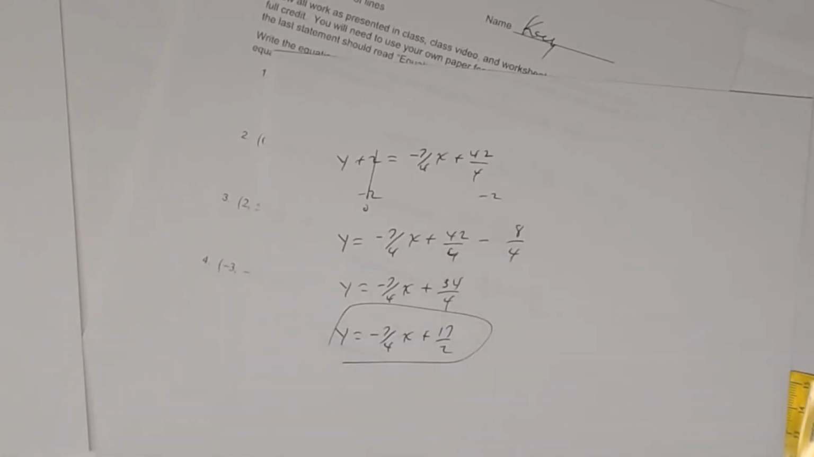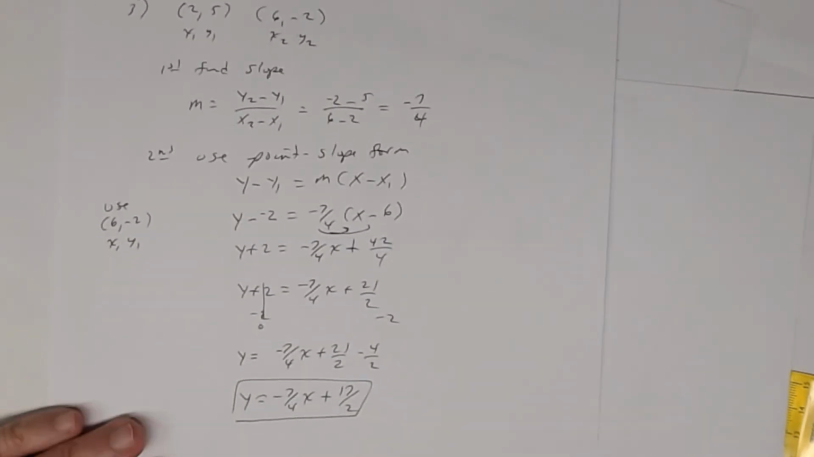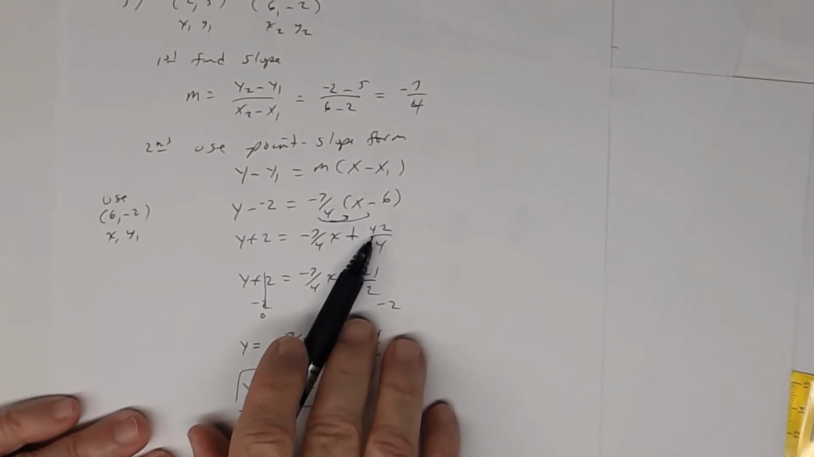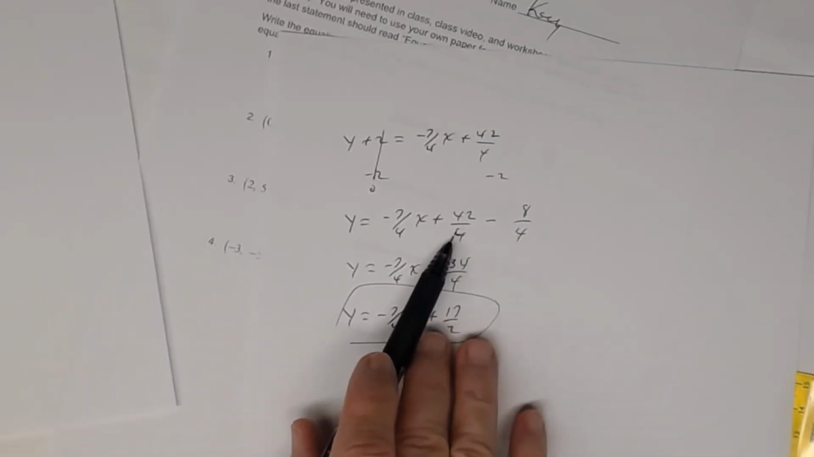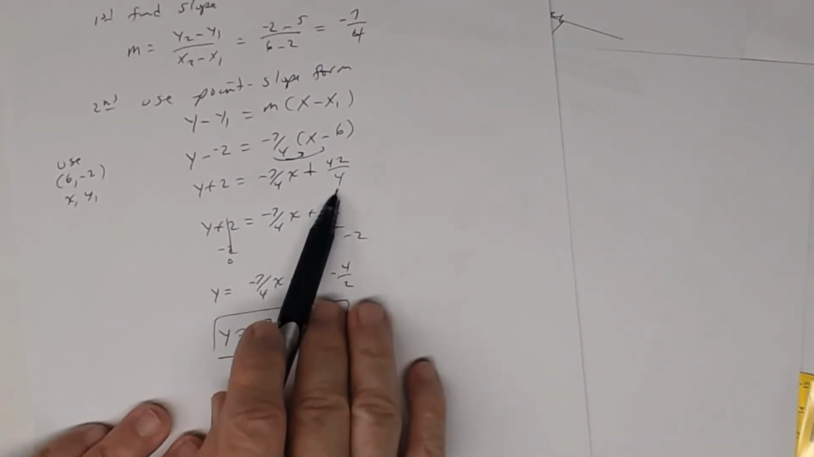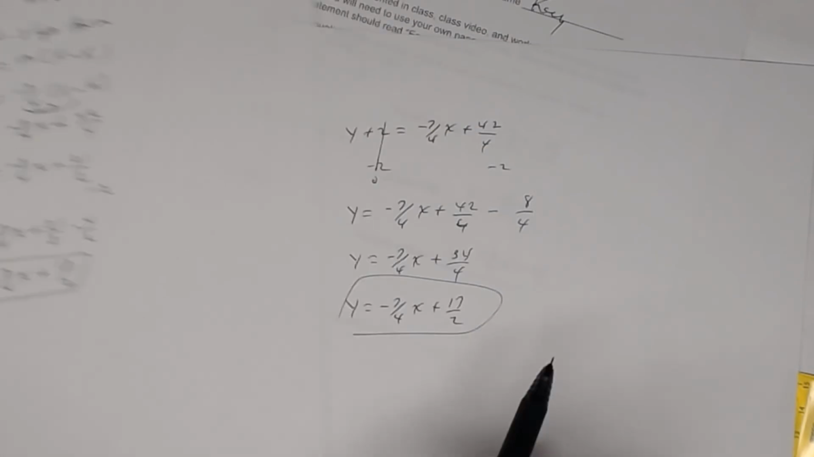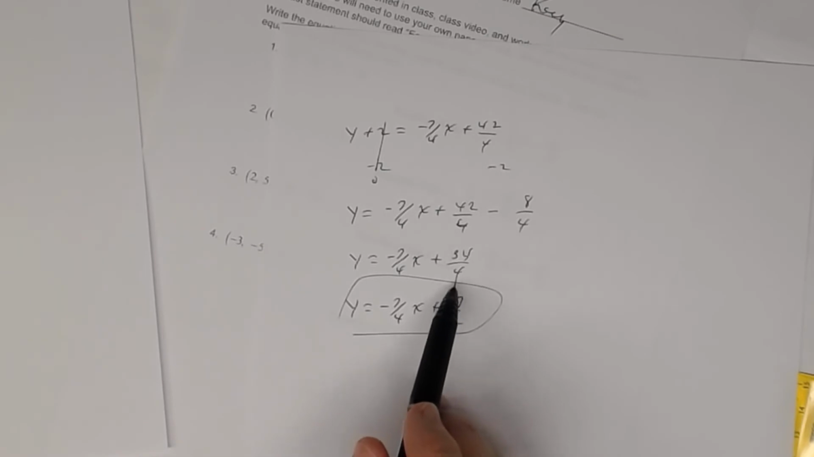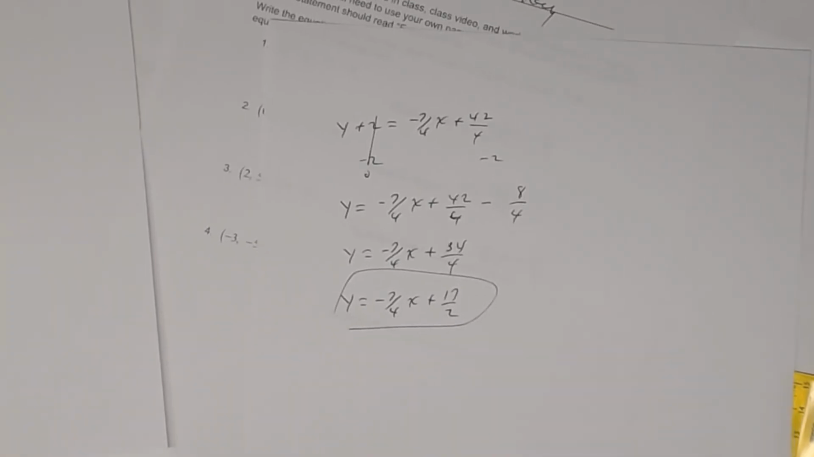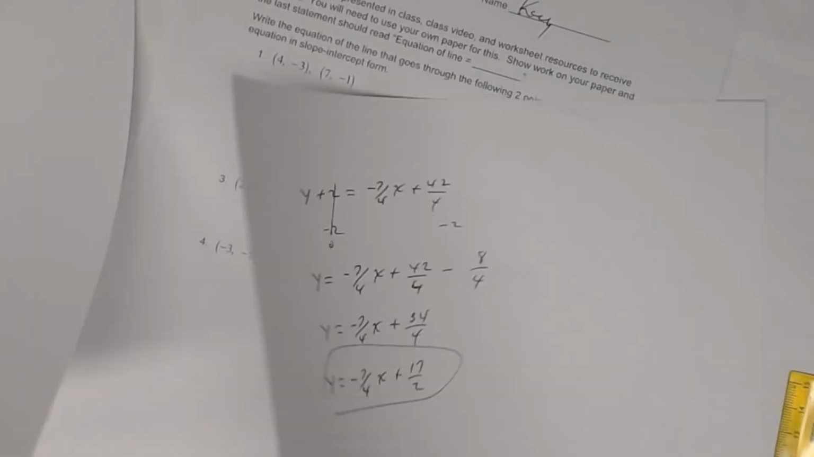All right? So just to let you know, it did not matter whether you reduced at that point, like I did here, got this answer, or if you did not reduce, you would have just had to reduce at the end. Okay, see this is 34/4, which reduces to 17 halves. All right, so that is number 3.